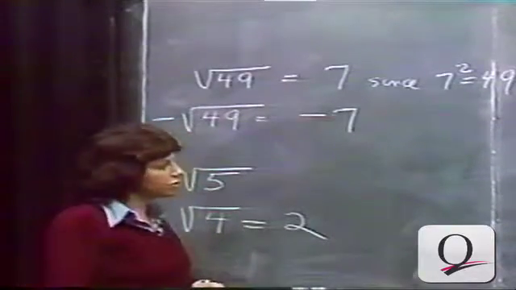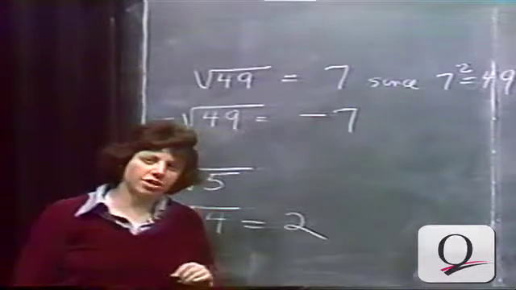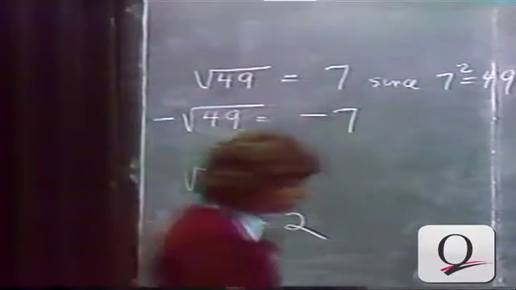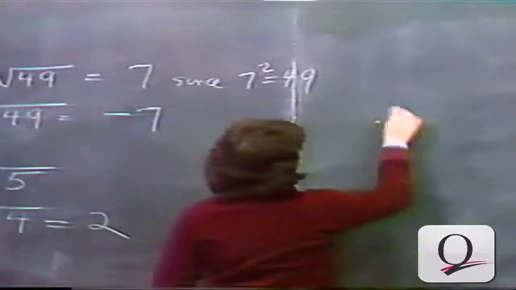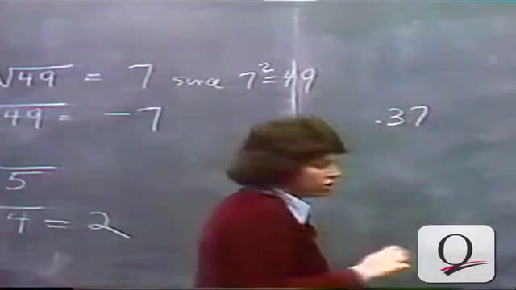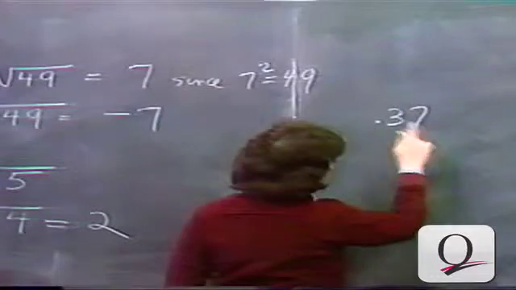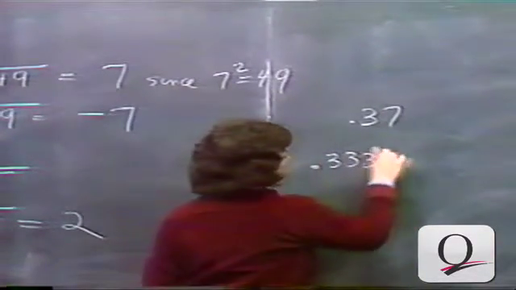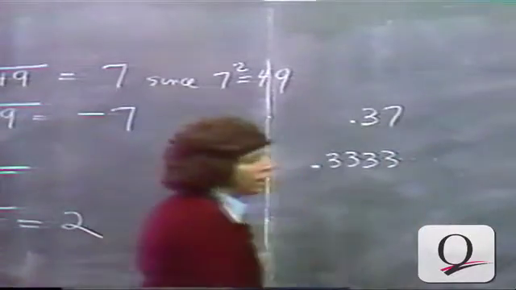Now, rational numbers are those numbers that have decimal representations which either terminate or repeat. So, for example, you have 0.37. That is a rational number. It's a terminating decimal representation, or something like this, 0.333. The 3 is repeating. This is also rational.